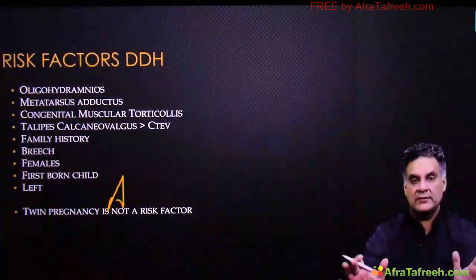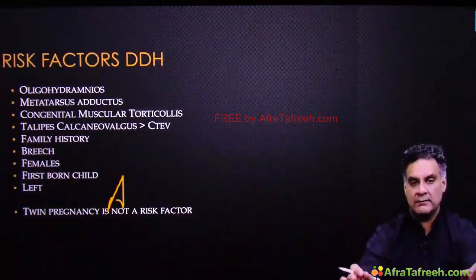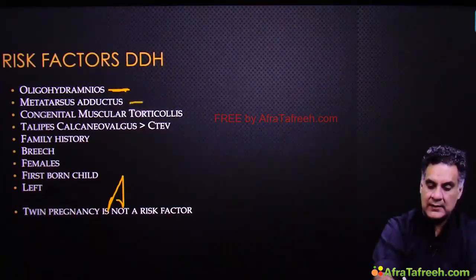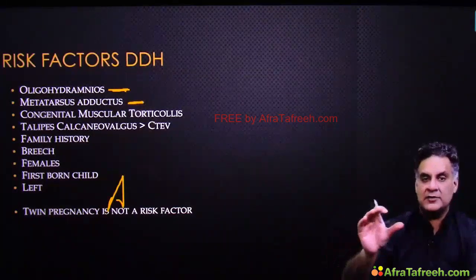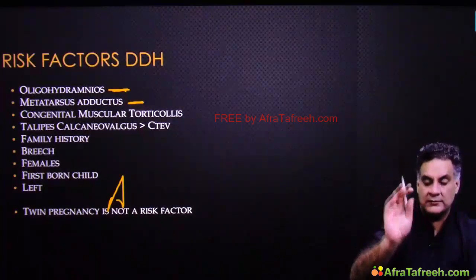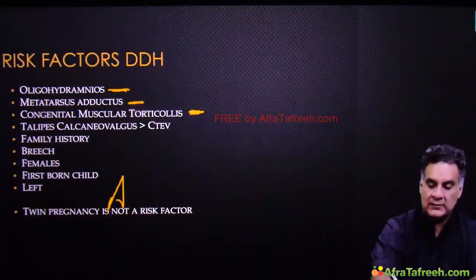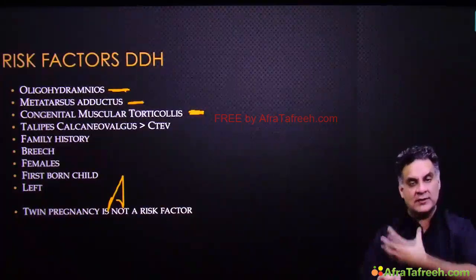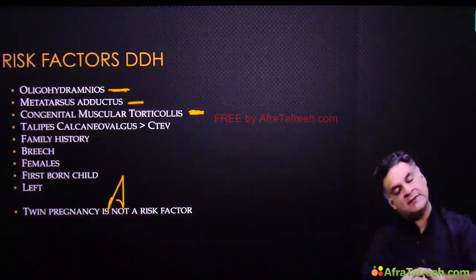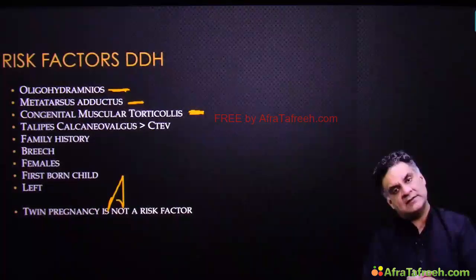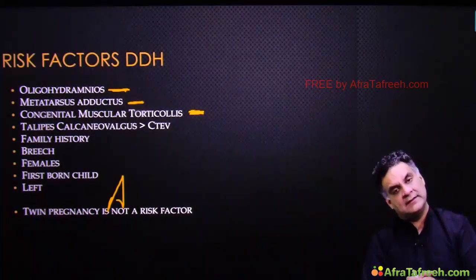Whereas if you look at the risk factors of DDH, remember, oligohydramnios is a risk factor. Metatarsus adductus means medial deviation of the forefoot and midfoot, a risk factor. Congenital muscular torticollis: when the sternocleidomastoid of one side is shortened, the ear of the same side will come towards the shoulder, and the chin goes opposite. This is called congenital muscular torticollis, or the wry neck.